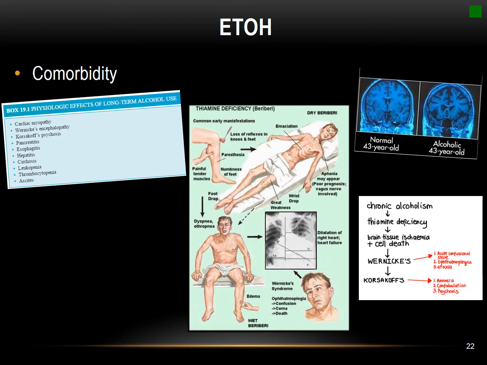Now, Korsakoff's psychosis, however, is not reversible. And something called wet brain is Wernicke-Korsakoff syndrome. It's irreversible. But if they're diagnosed with Wernicke-Korsakoff, it's really important they stop drinking or they'll die. Patients with alcohol use disorder also have higher triglycerides, a greater incidence of stroke, higher TB rates, more accidents, suicides, and homicides. Please look over this slide. I love all these pictures.